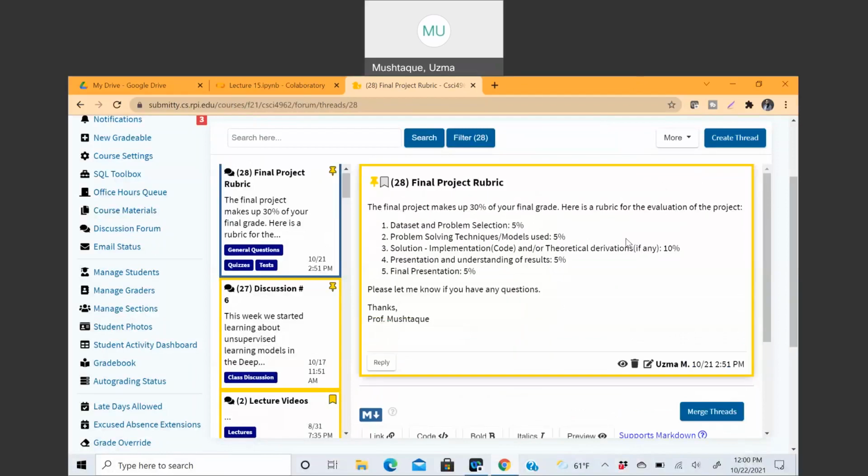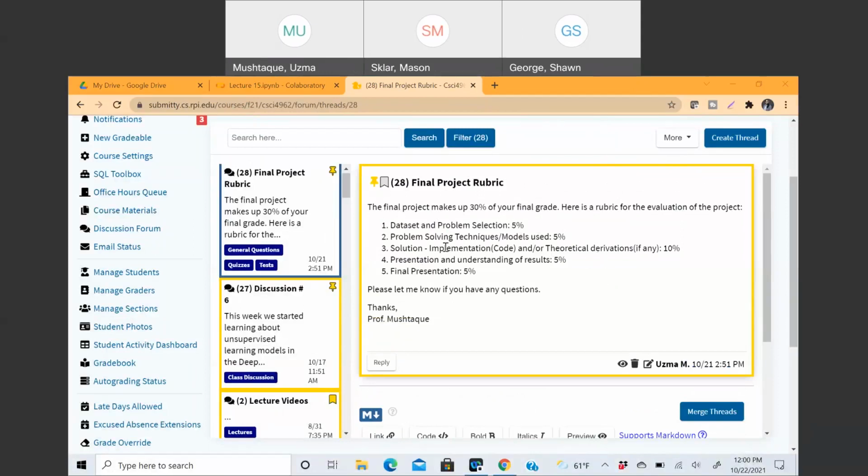So the first one is about the project rubric that we discussed last time, right? And so this is the breakup. I haven't decided on how many points I'm allocating to the project overall, but if it makes up 30% of the grade, this is the breakup for how much each component will be from your final grade, right? So that's what I have discussed here.